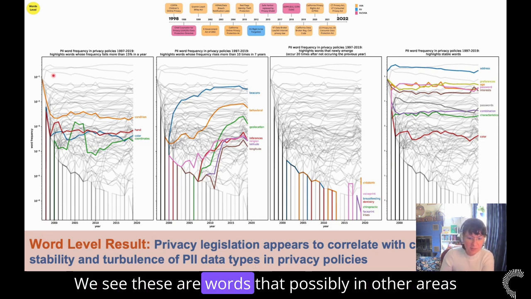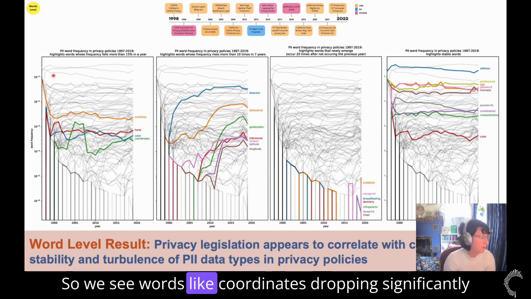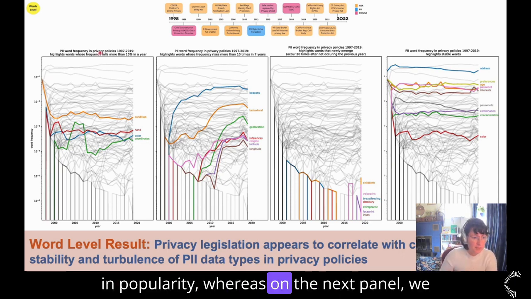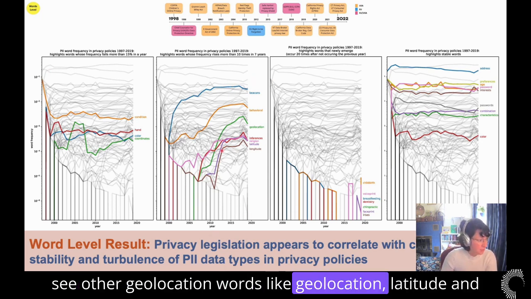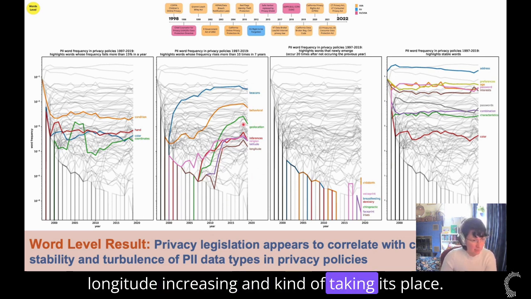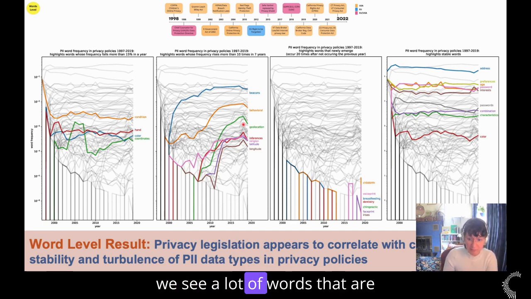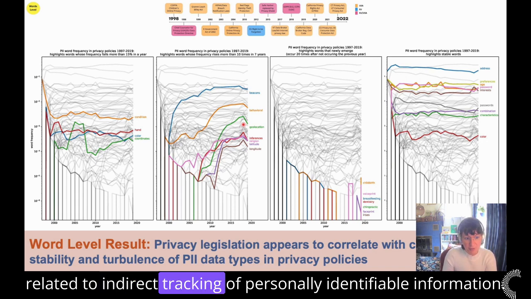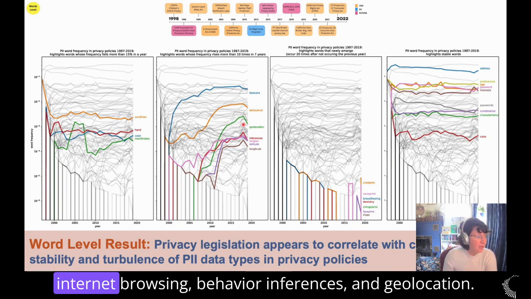We see these are words that possibly in other areas could be replaced by words that are more specific. So we see words like coordinates dropping significantly in popularity, whereas on the next panel, we see other geolocation words like geolocation, latitude, and longitude increasing and kind of taking its place. For words that are increasing and rising rapidly, we see a lot of words related to indirect tracking of personally identifiable information. So this is things like beacons, behavior, like internet browsing behavior, inferences, and geolocation.